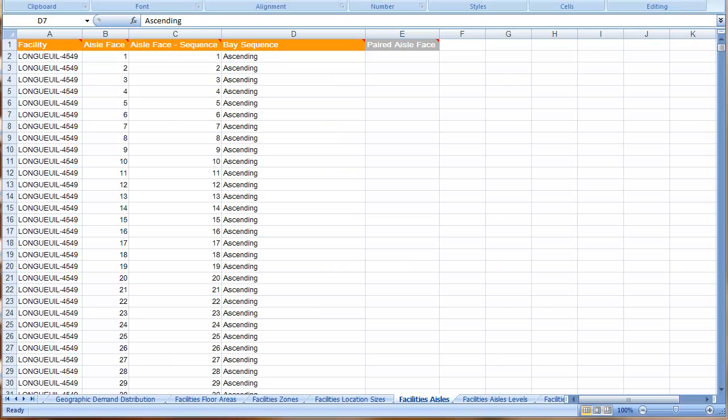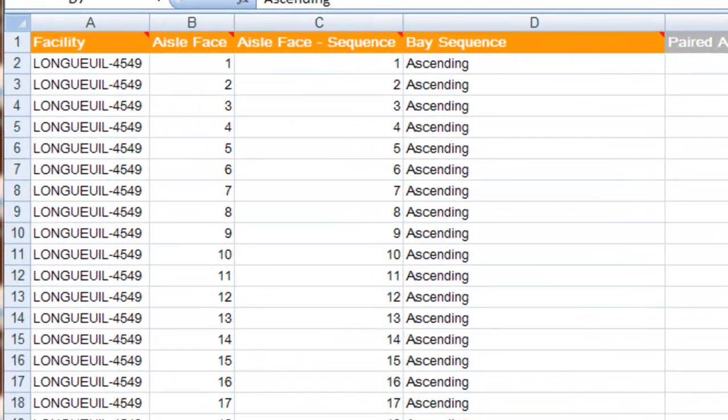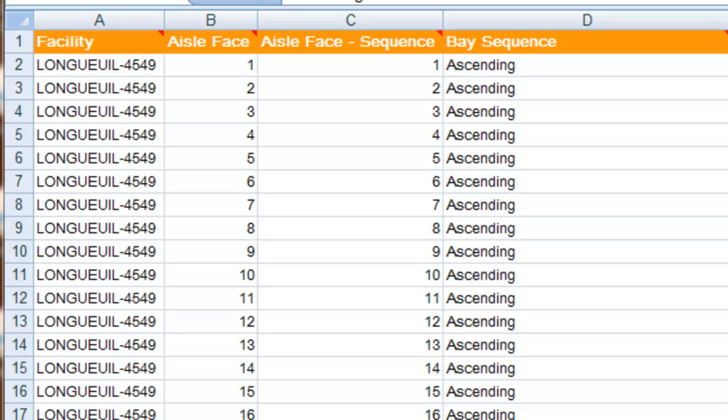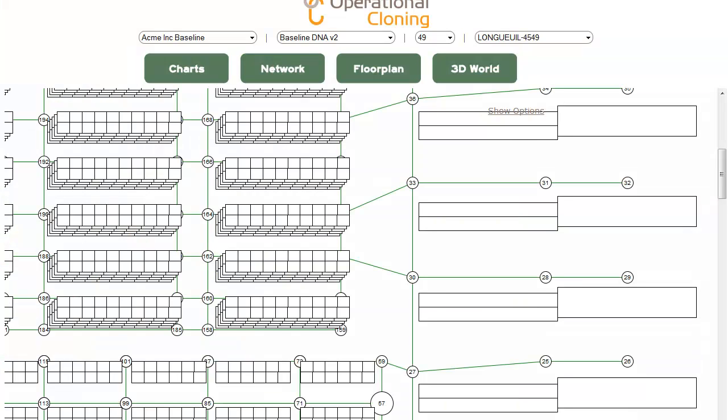Aisle face is a unique number in the facility that identifies adjacent groups of locations where inventory can be placed. Examples of these include a row of racked storage bays separated by an aisle. If a location is standing alone with no adjacent locations, it is still given a unique aisle face.